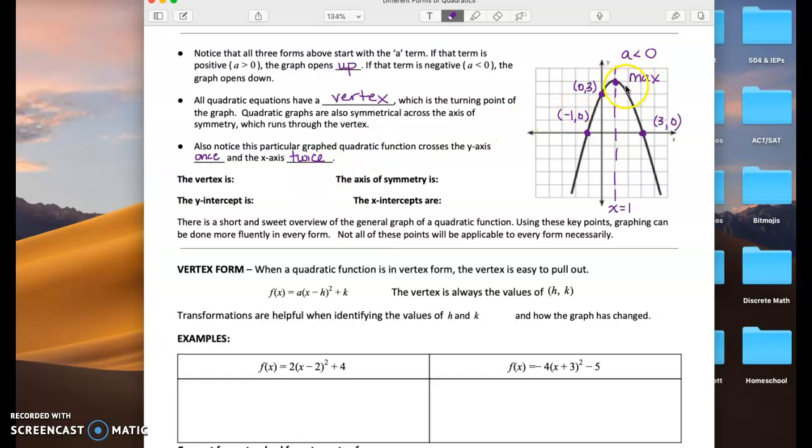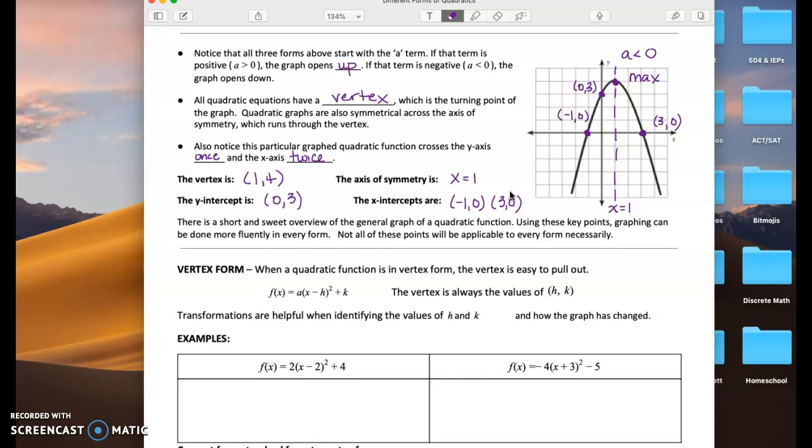So the vertex for this one is at 1, 4. We already said that the y-intercept is at 0, 3. Axis of symmetry is at x equals 1, and then the x-intercepts are at -1, 0, and 3, 0 for that particular graph.